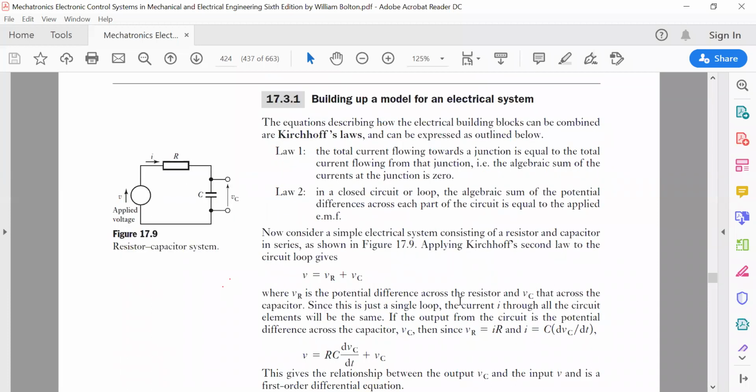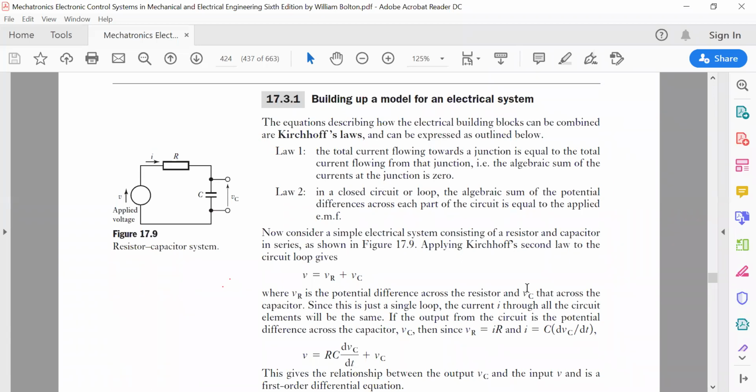Now, like we have built a model for the mechanical system, we can also build a model for an electrical system. The equations describing how the electrical building blocks can be combined are Kirchhoff's laws. Again, you must study the first two chapters of 10+2. There was a chapter on electronics in 10+2, which was about energy dissipated in inductors, capacitors, RLC circuits, LC circuits. Those are very, very important.